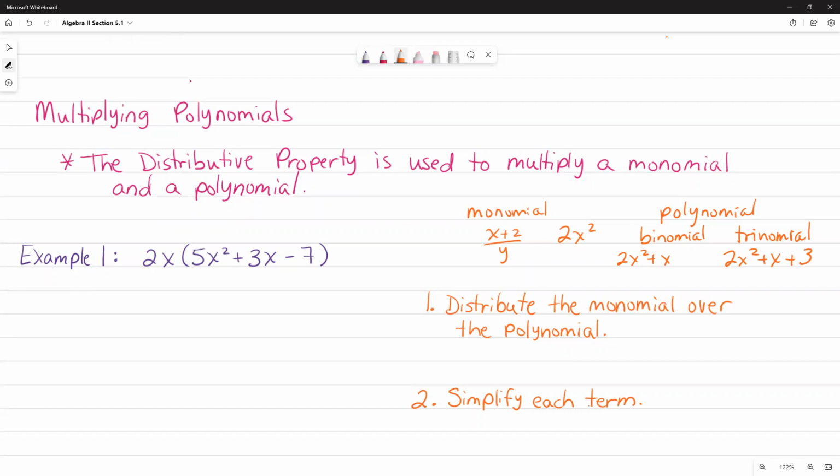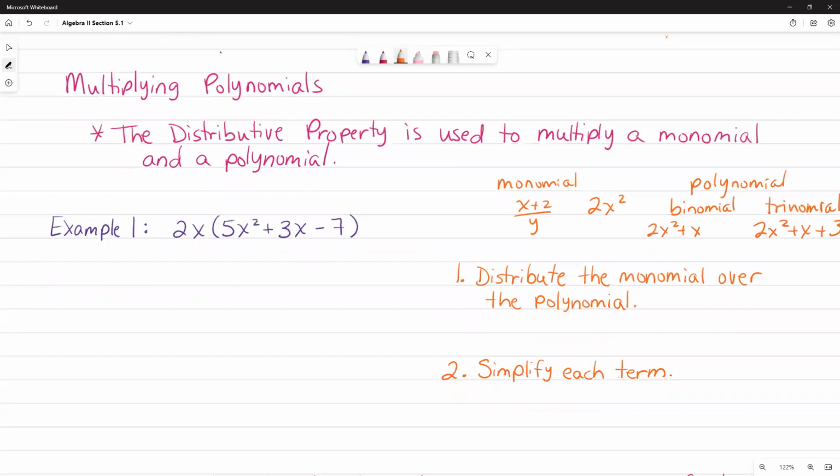Okay, so just a quick review of the monomial versus polynomial. In example 1, what is our monomial? The 2x. In this case, our monomial is the 2x. And then we have a trinomial here, this guy. This is our polynomial, which happens to be a trinomial.